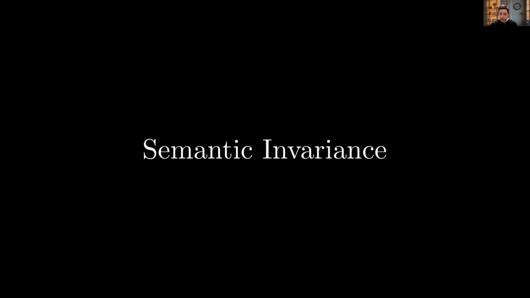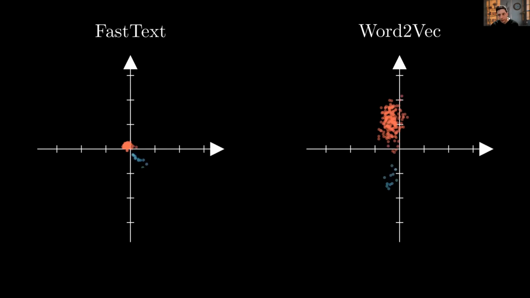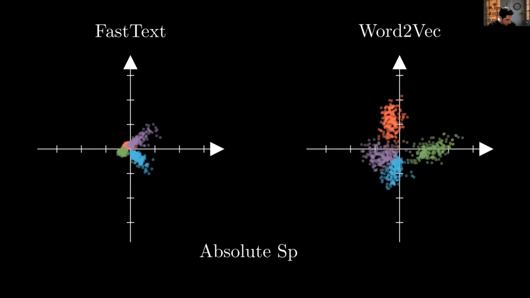The first one is the semantic invariance. Say that we are given some words and we consider the embedding in different spaces. I'm sure you know very well the fastText and word2vec word embeddings. They are basically different ways to represent English words. And here we are visualizing different semantic clusters. So basically we choose 4 different words with very different meaning. We selected words similar to those 4 words. And in this way we obtain 4 different clusters.